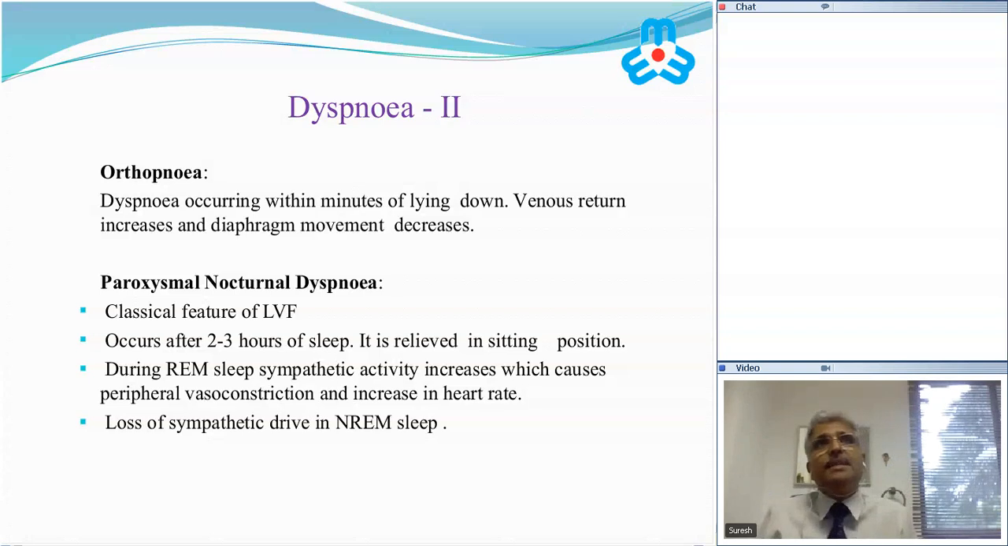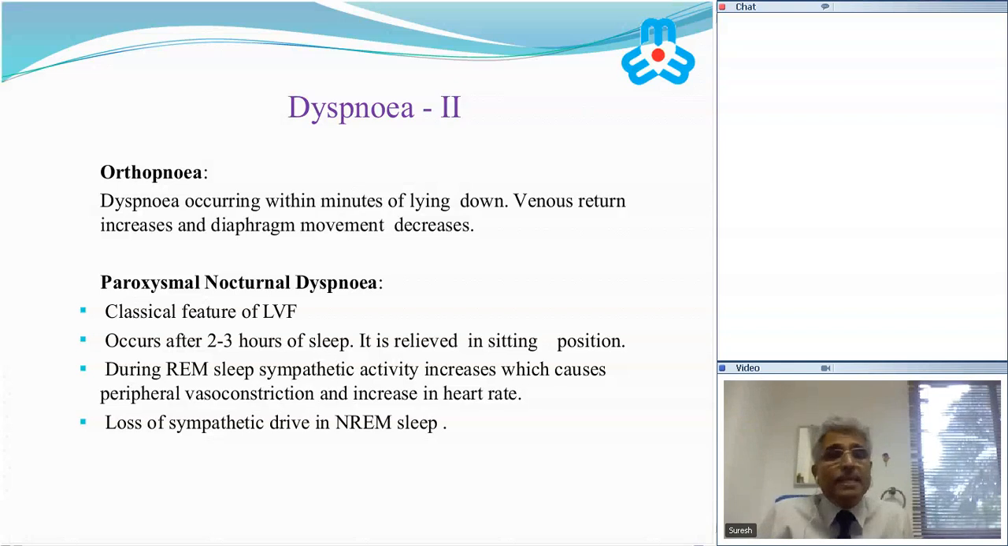This in itself could be more dramatic if it is paroxysmal nocturnal dyspnea, which is the classical feature of left heart failure, not necessarily left ventricular failure. This occurs after a few hours of sleep. It is released in sitting position.